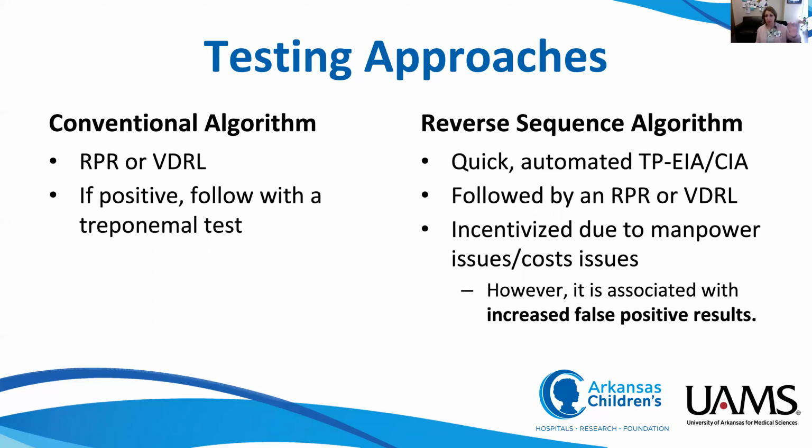Back before 2010 or so, we did the conventional algorithm, RPR followed by a treponemal test. Now, a lot of institutions such as UMS are using the reverse sequence algorithm. That's where you have that quick test, the TPEIA, followed by an RPR, and go from there. That's been incentivized just due to manpower issues and cost issues.